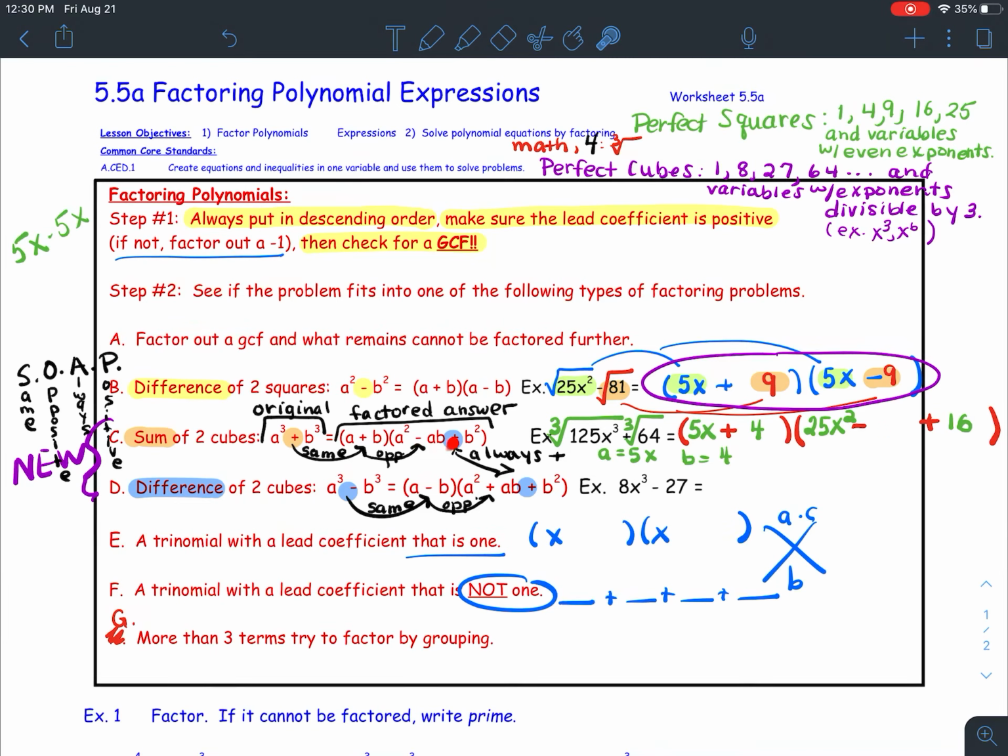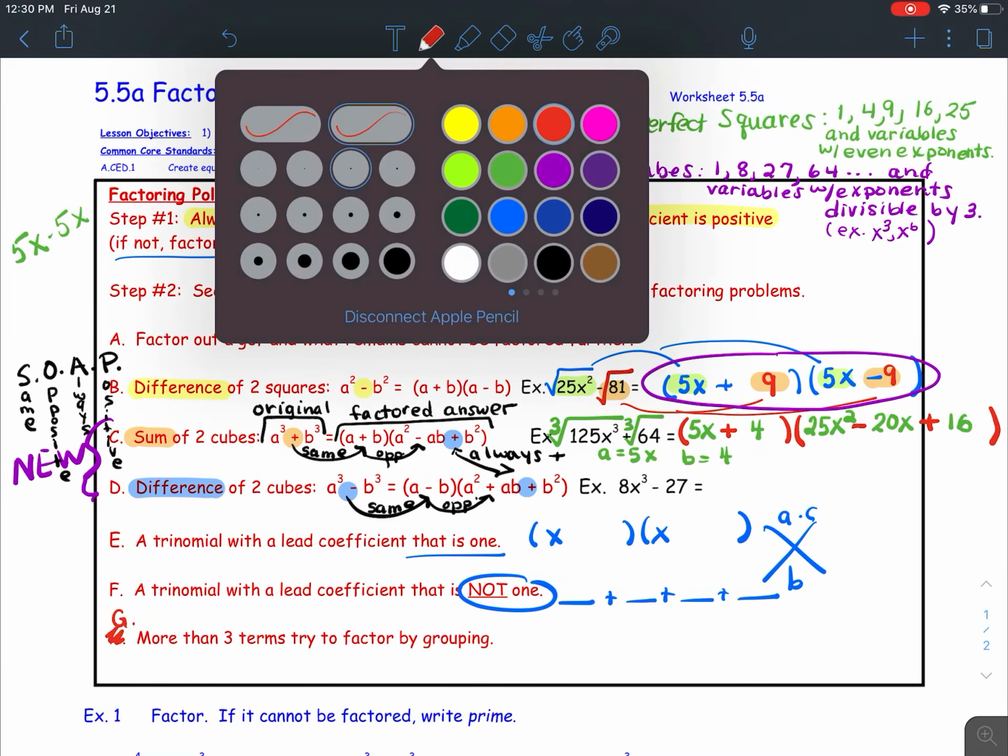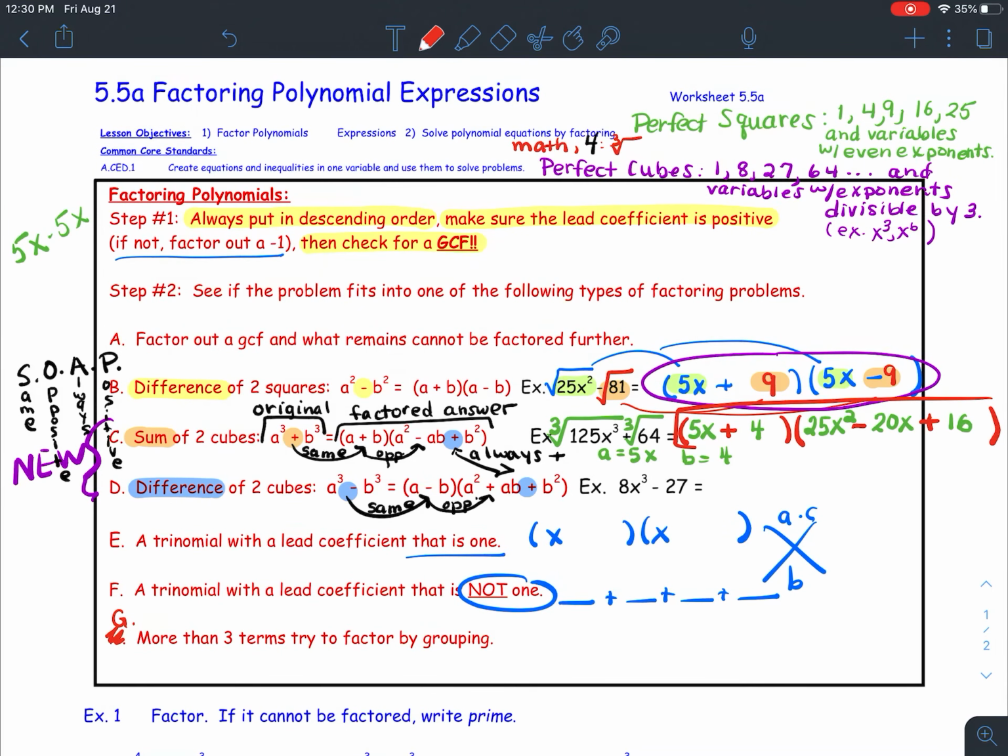And then what goes in the middle of the trinomial? Well, let's look over here. It should be A times B. So if I take 5x times 4, that would be a 20x. Okay, and this would be my answer for factoring that sum of two cubes.